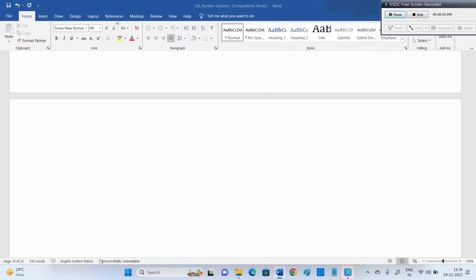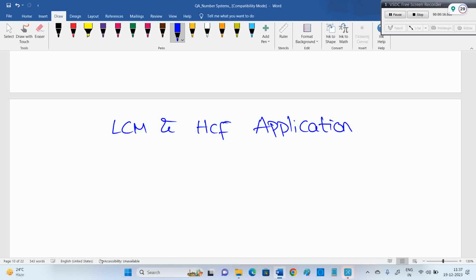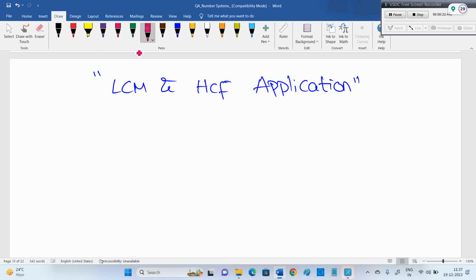Yeah, so we'll go for LCM and HCF applications. Before discussing the questions, we are done with the basics and introduction related to LCM and HCF. Now let's go with the applications point of view. And before going for the applications, there are two important properties you should know regarding LCM and HCF.